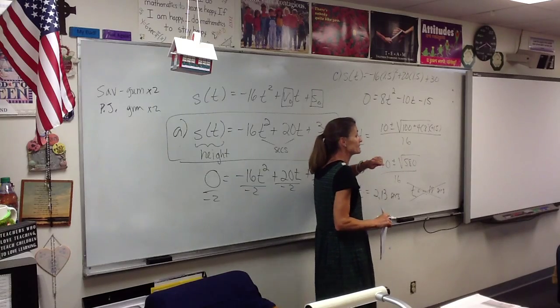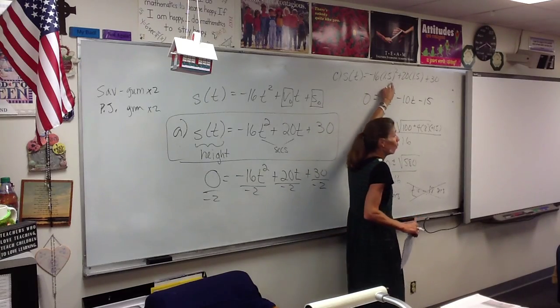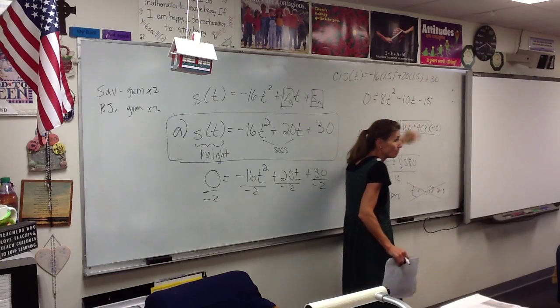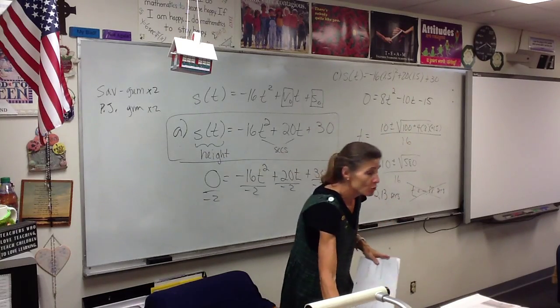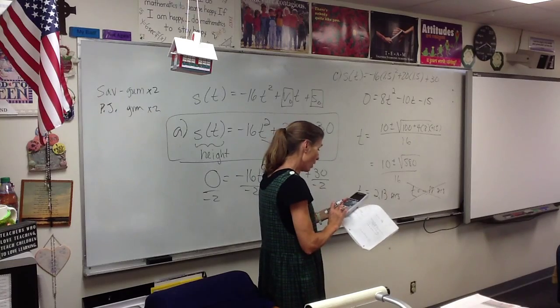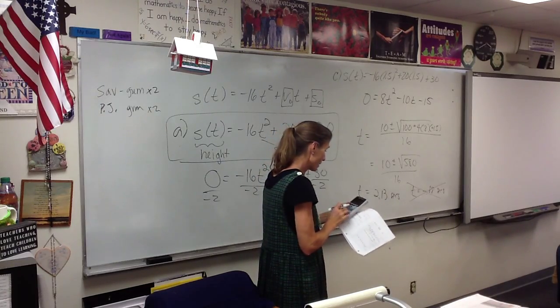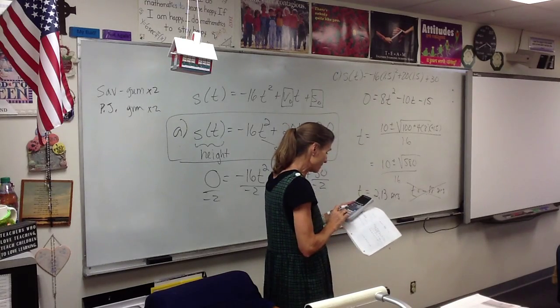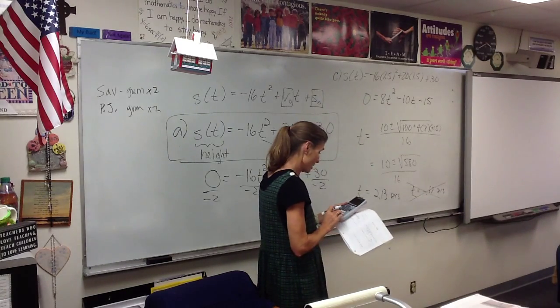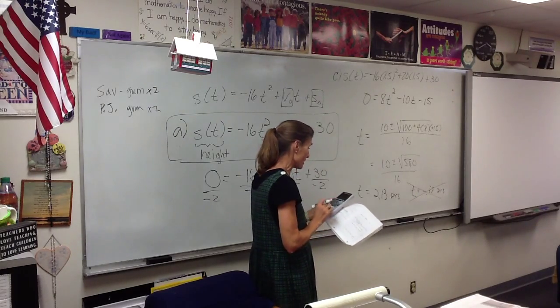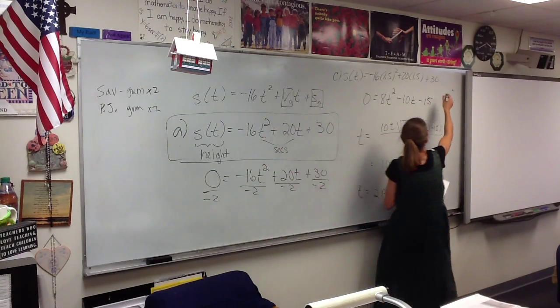When you put this into your calculator, what is getting squared? Just the 1.5. So you'll do 1.5 squared times negative 16 plus 20 times 1.5 plus 30. That's 24 feet.